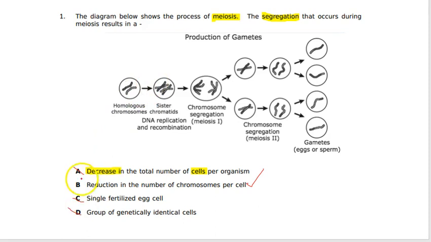The answer that you should have chosen is B. Meiosis results in the reduction of the number of chromosomes. Remember, it cuts the number of chromosomes in half. That's why we call them haploid cells.